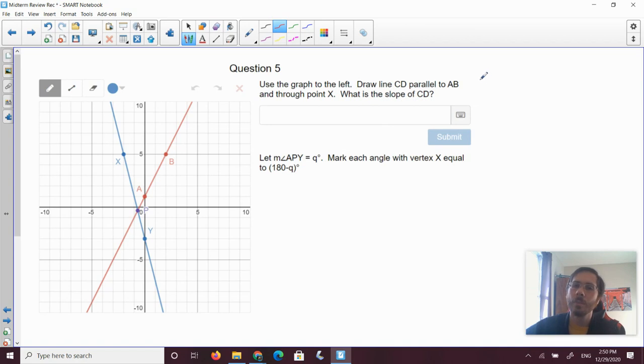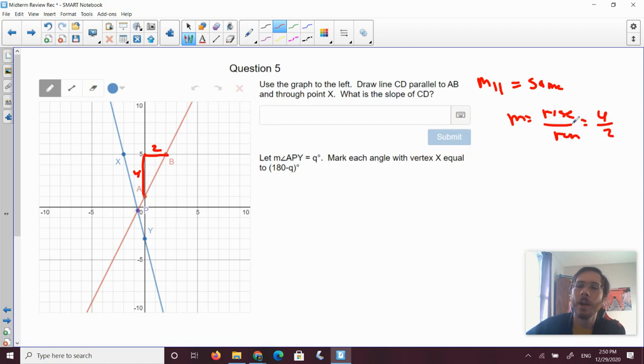Because we know if things are parallel, they have the same slope. So if I can figure out the slope of AB, then I know what the slope of CD is because they have to be the same. So let's count. We got 1, 2, 3, 4. So we're going to rise 4 and we're going to run 2. You know, slope is rise over run. So if we're going to rise 4 and run 2, we're going to end up at 2.